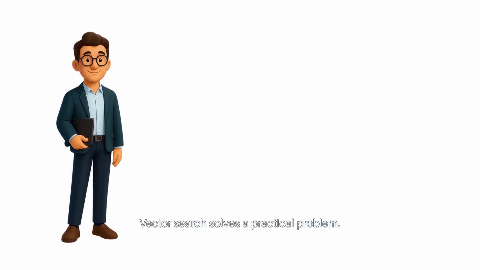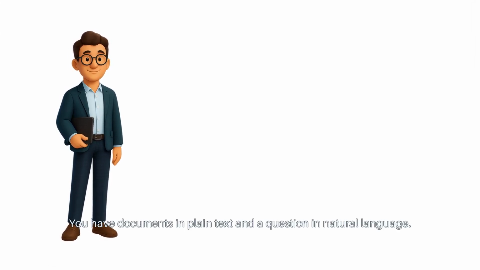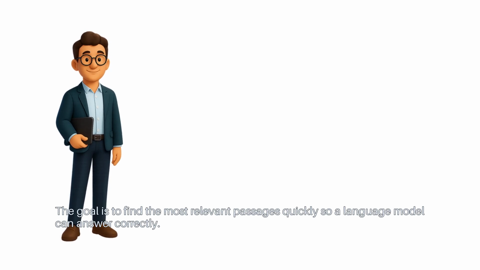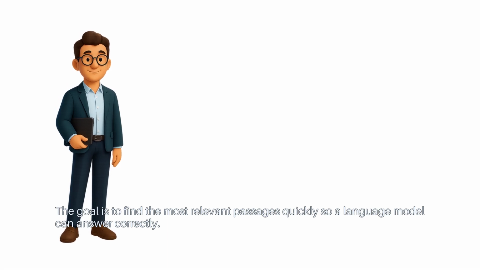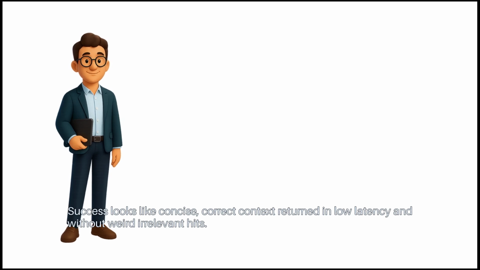Vector search solves a practical problem. You have documents in plain text and a question in natural language. The goal is to find the most relevant passages quickly, so a language model can answer correctly. Success looks like concise, correct context returned in low latency and without weird, irrelevant hits.